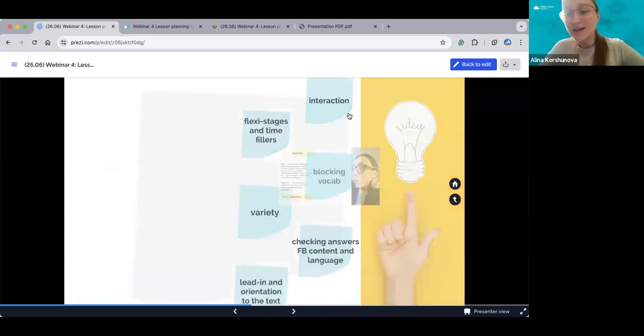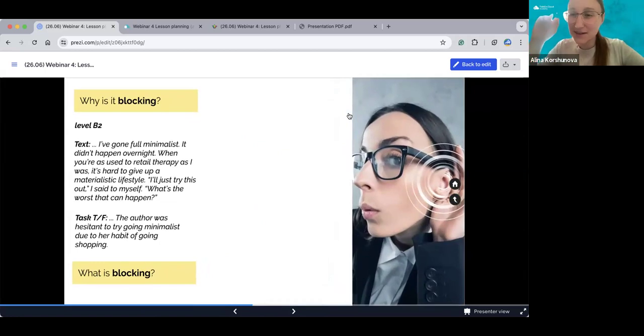Blocking vocabulary. We've discussed a lot, and I think last week you discussed blocking vocabulary with Olga. Yeah, and I decided to check how well we understand what blocking vocabulary is. So let's do this quick task.